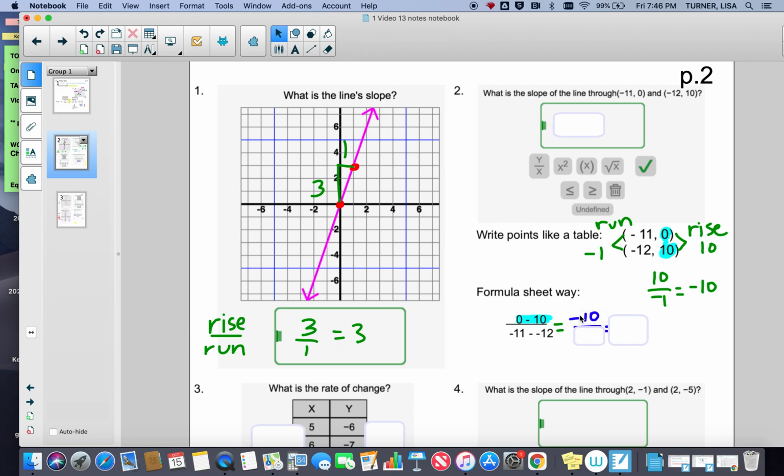So 0 minus 10 is negative 10, and feel free to use your calculator to get this right, especially look at this bottom one. I do go in the same order, negative 11 minus negative 12. I just type that all in my calculator, and you guys are good at that. That turns out to be a positive one.